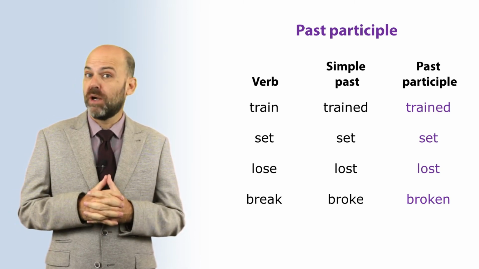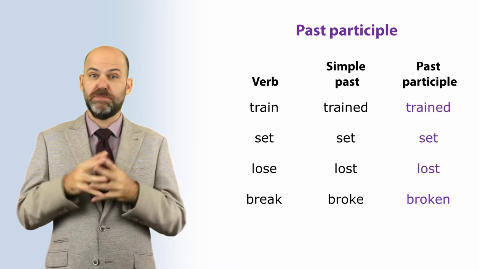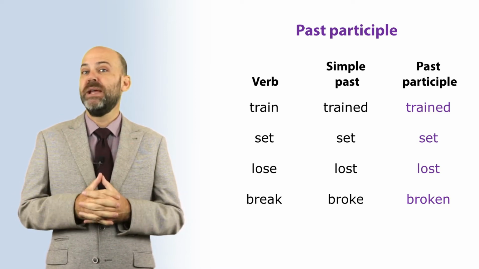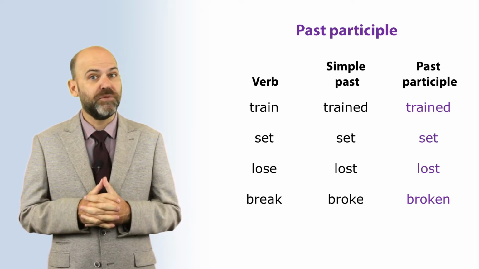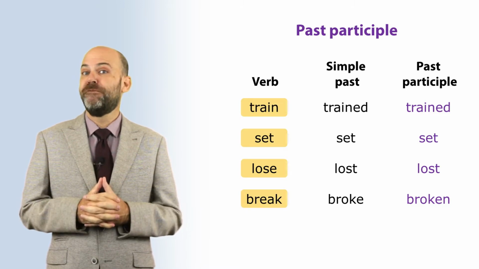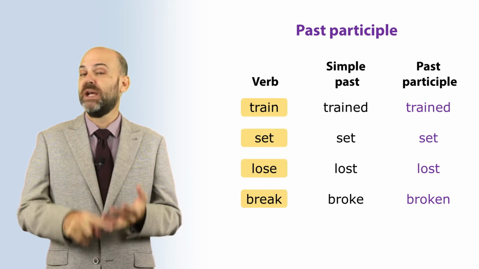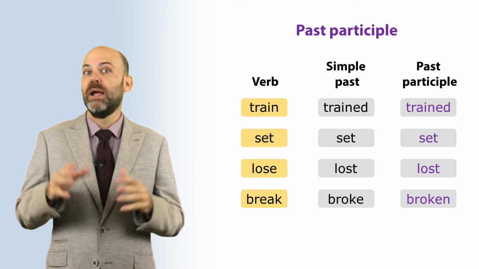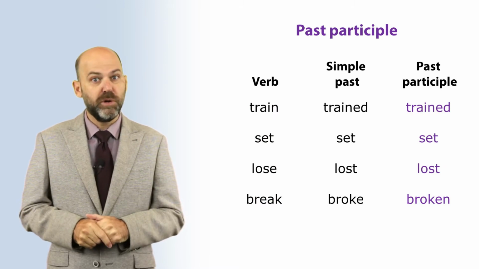First, let's talk about past participles. A past participle is just another verb form. We use them in the perfect tenses, the passive voice, and often just as adjectives. Here we have 4 verbs: train, set, lose, and break. For each, we have the simple past and the past participle verb forms. Let's go over each verb.